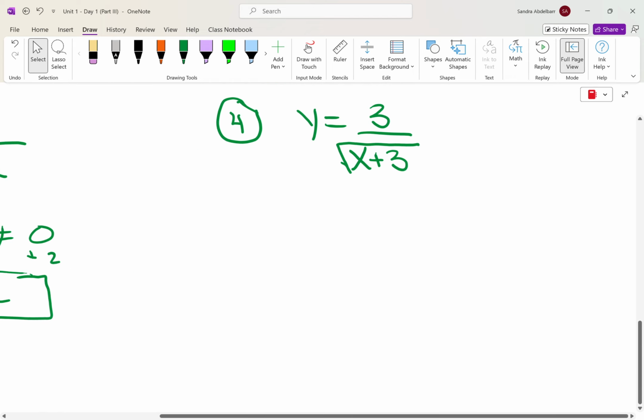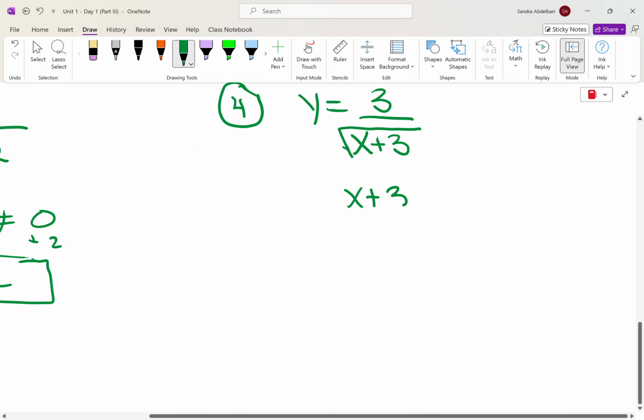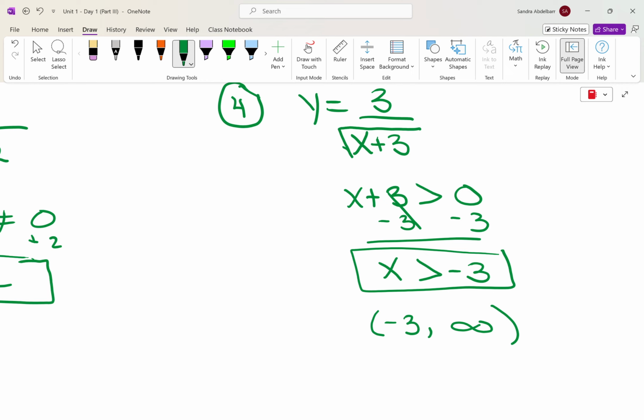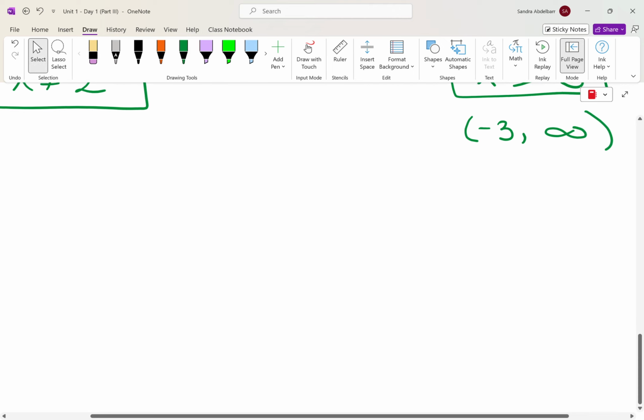So we're going to go through this, and we're going to say x plus 3 will be greater than 0. And we solve it. So we subtract 3 on both sides, and we will get x is greater than negative 3. If we wanted to write this in interval notation, it's going to be parentheses negative 3 to infinity. Okay, so now we are going to, actually, one more.